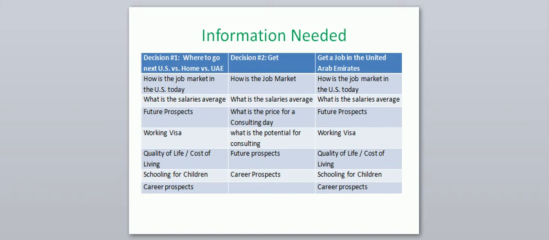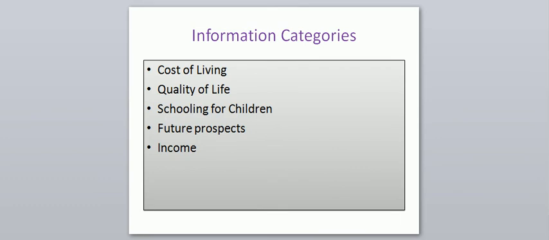And as well, for decision number 3, I need to know the information about what is the salary average, future prospects, if a working visa is possible, and information about the quality of life, cost of living, and schooling for children. If we categorize, we can have the following information needed: the cost of living, quality of life, schools for children, future prospect, and potential income.